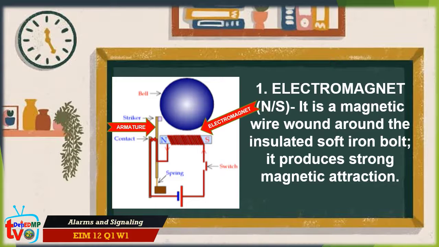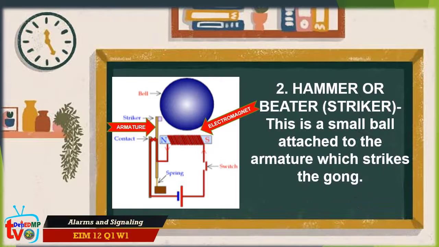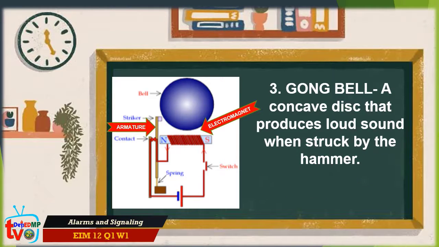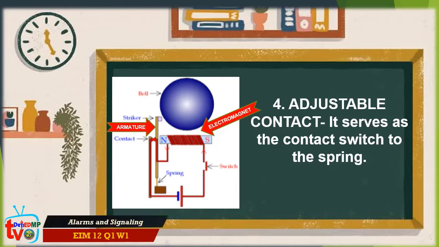The different parts of an electric bell are: first, electromagnet. It is a magnetic wire wound around the insulated soft iron bolt. It produces strong magnetic attraction. Second, hammer or beater. This is a small ball attached to the armature which strikes the gong. Third, gong bell, a concave disc that produces loud sound when struck by the hammer. Lastly, adjustable contact. It serves as the contact switch to the spring.